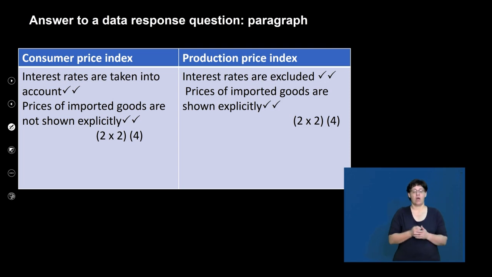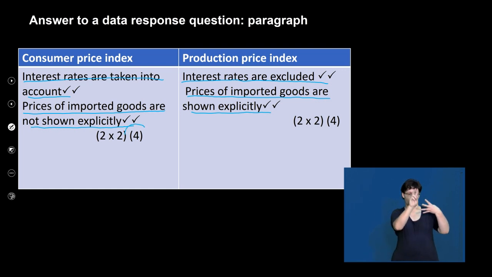Interest rates are taken into account for this one, and interest rates are excluded there. Prices of imported goods are not shown explicitly there, and prices of imported goods are shown explicitly there. Again, because the mark allocation is 8 marks, you need to at least earn 4 marks per point there. So 4 marks for producer price index and 4 marks for consumer price index. At least 2 points each. Remember, if you run out of points here, give examples. Those were our 8-mark questions for questions 4.4, 2.4, and 3.4.